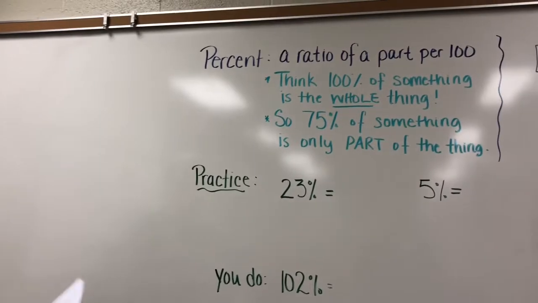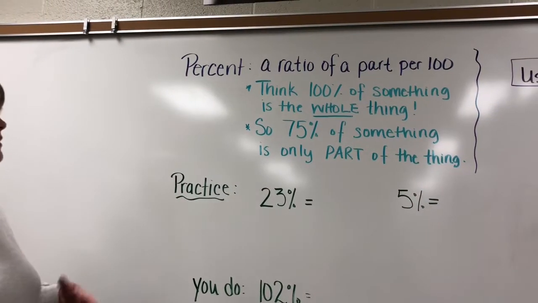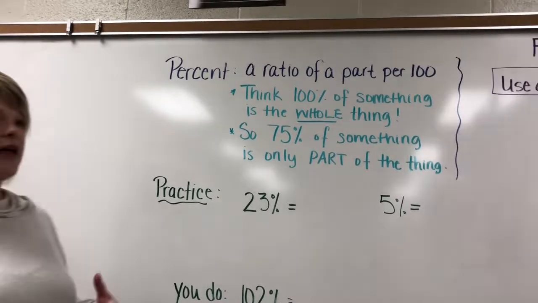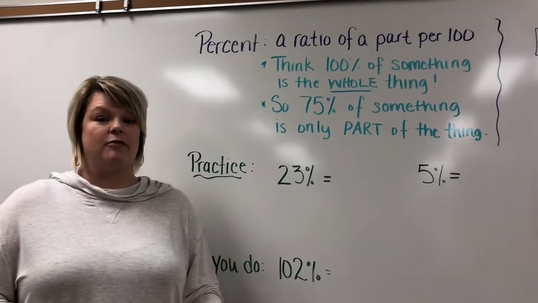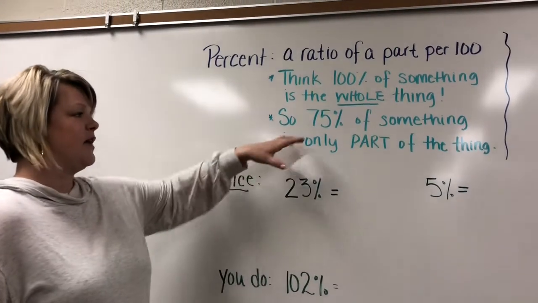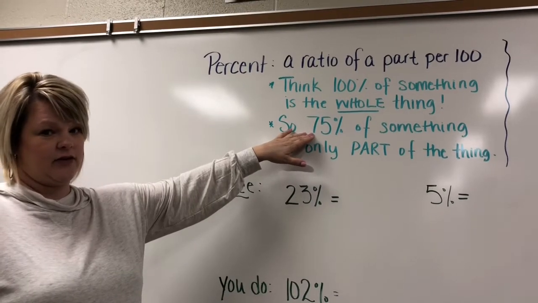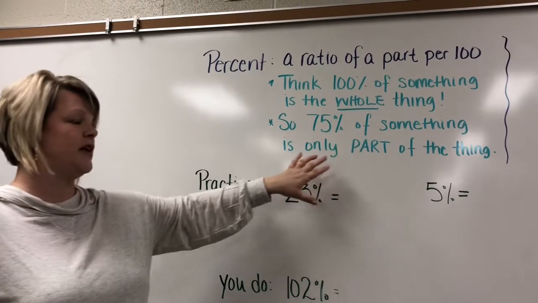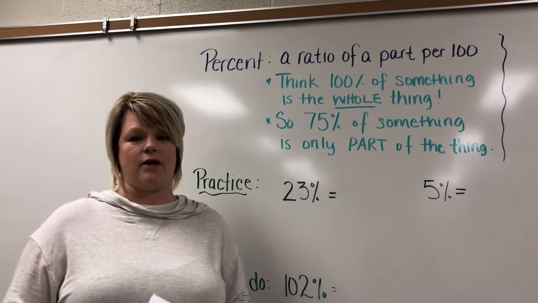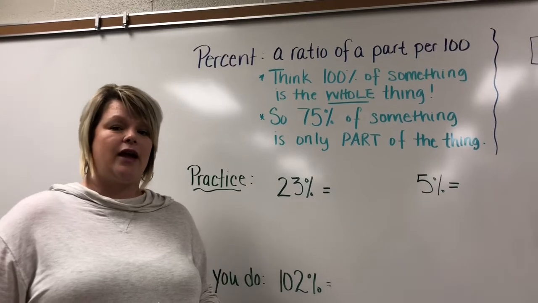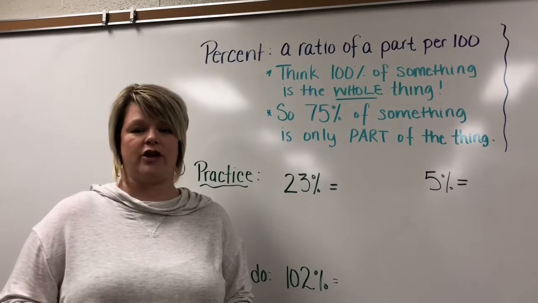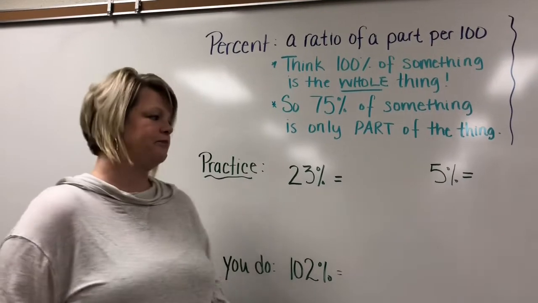First of all, we need to look at what a percent is. A percent is a ratio of a part per 100. So think about it. If I give you 100% of a pie, you got the whole thing, it's yours. But if you only have 75% of something, it's only part of that pie. So let's say I take a big old slice out. Now you have a portion of the pie, and of course we can create a ratio from that. You have a ratio of the whole thing.